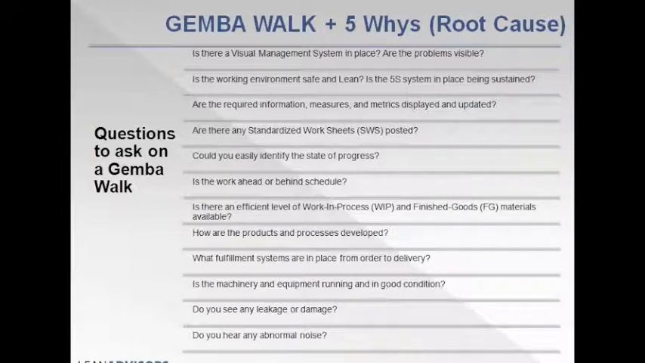And this happens in any sector that you look at. What we want to look at is how do we make things safe so that we don't have lost time accidents. All of those help us support and generate the flow in the system. Are the required information, measurements, and metrics displayed and updated? A metric is no good sitting in somebody's drawer. A patient satisfaction report doesn't help a hospital get better sitting in somebody's drawer.